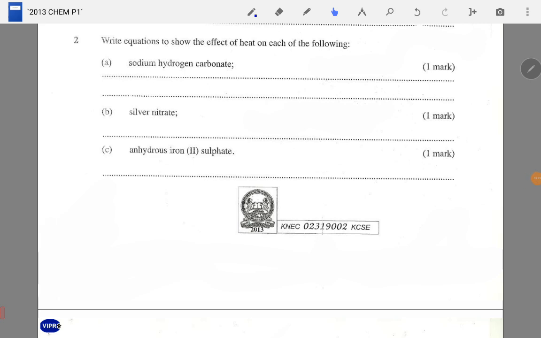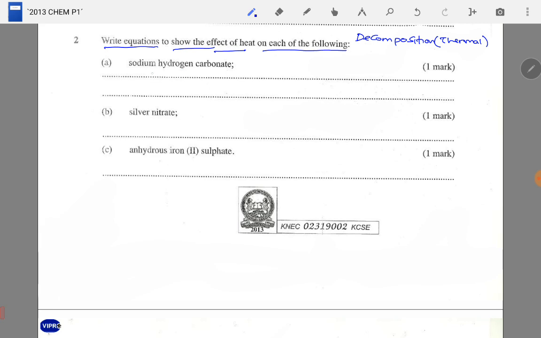Question 2. Write equations to show the effect of heat on each of the following. So here we need to write equations of decomposition. This decomposition is caused by heat, so it's called thermal decomposition.